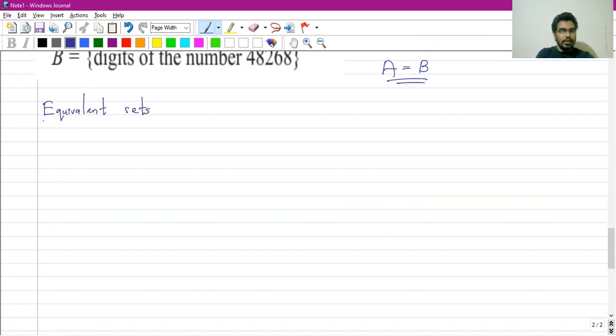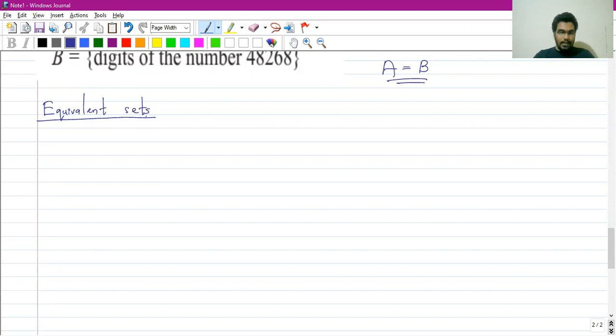So this is a little bit different from the last one. Last one we have told about equal sets. So if those are equal, the elements must be the same in both of the sets. The elements must be the same in both of the sets. Now we are going to discuss about equivalent sets.